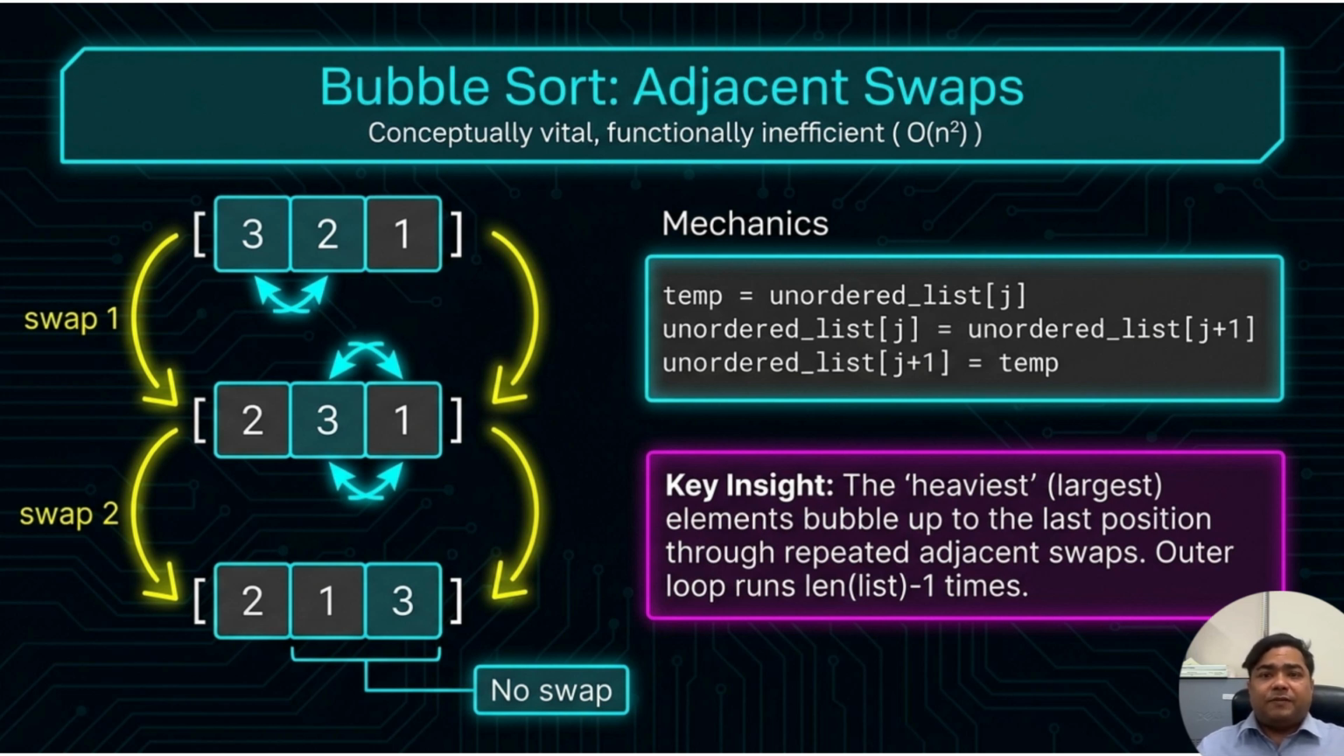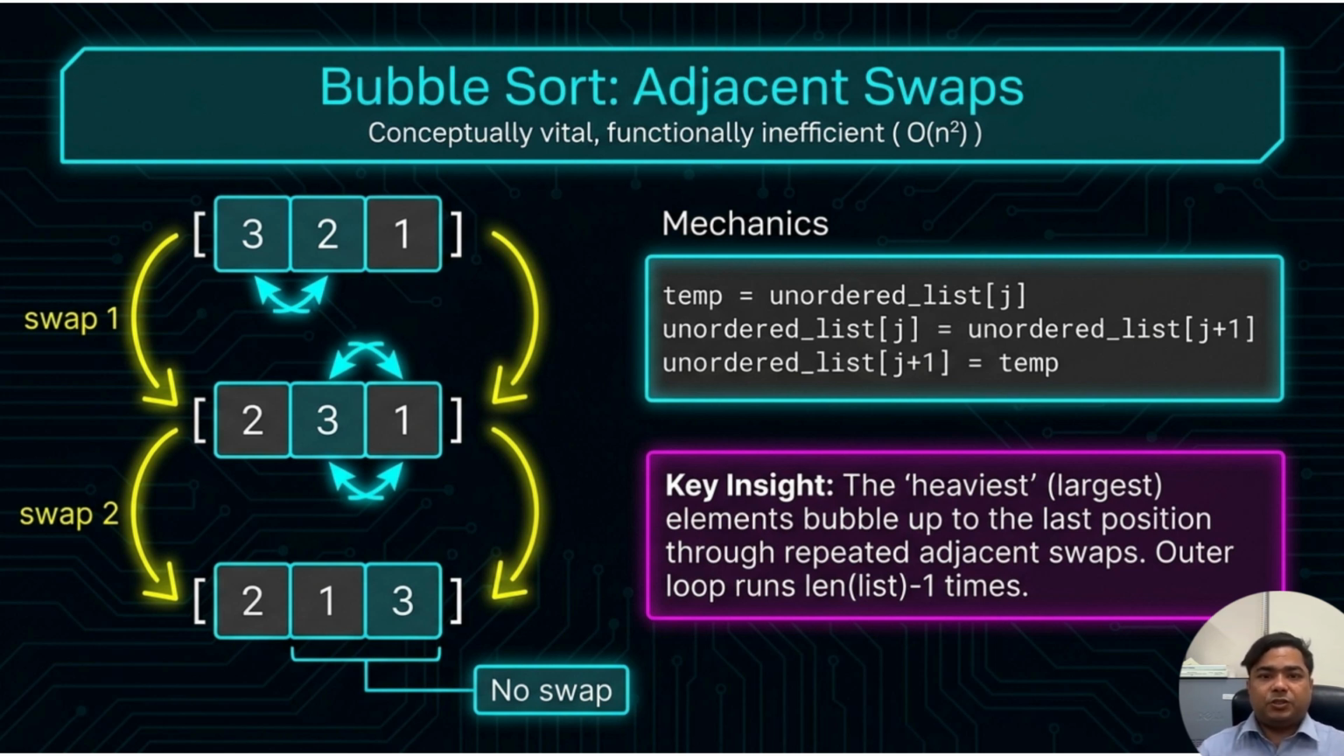In the example, we have 3, 2, 1. First, 3 and 2 are compared. Since 3 is greater than 2, they are swapped. Now the list becomes 2, 3, 1. Next, 3 and 1 are compared. Again, 3 is greater than 1, so they are swapped. Now the list becomes 2, 1, 3. After this pass, the largest value 3 has moved to the last position. That is why we say the heaviest or largest element bubbles up to the last position.